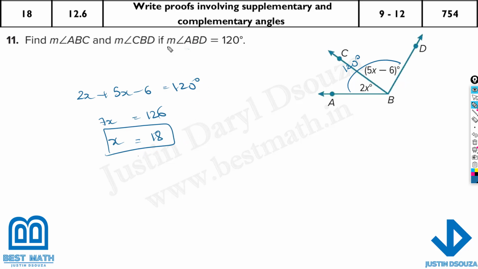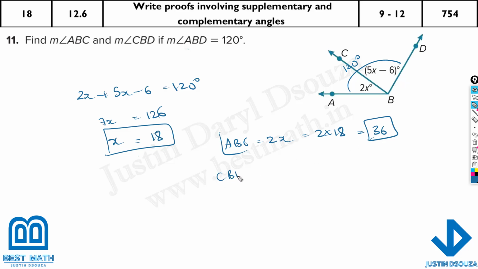Now what else? We need to find the measure of these both. ABC will be equal to 2 times x, that is 2 times 18. So now here what mental math you can do is, the nearest one to 18 is 20. So 20 times 2 is 40 and then subtract 4, it will be 36. If you're getting confused, leave that, just use calculators, guys.